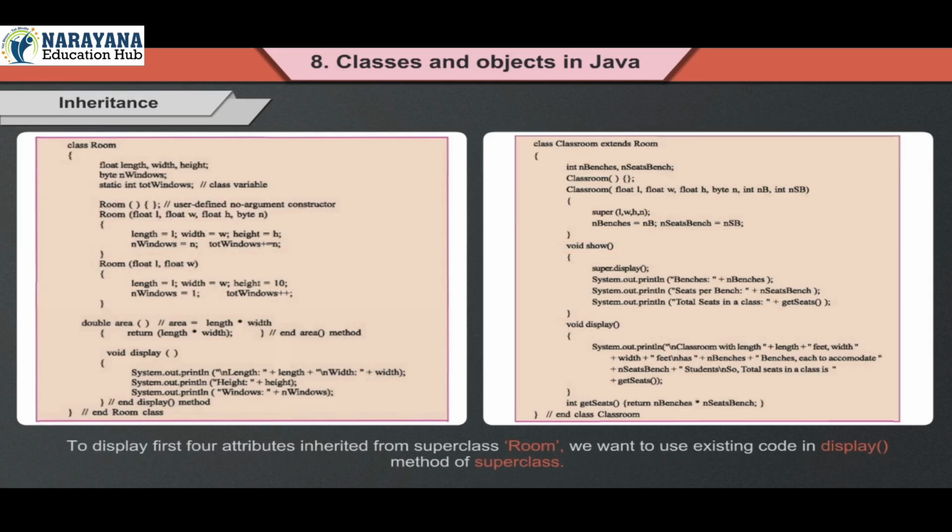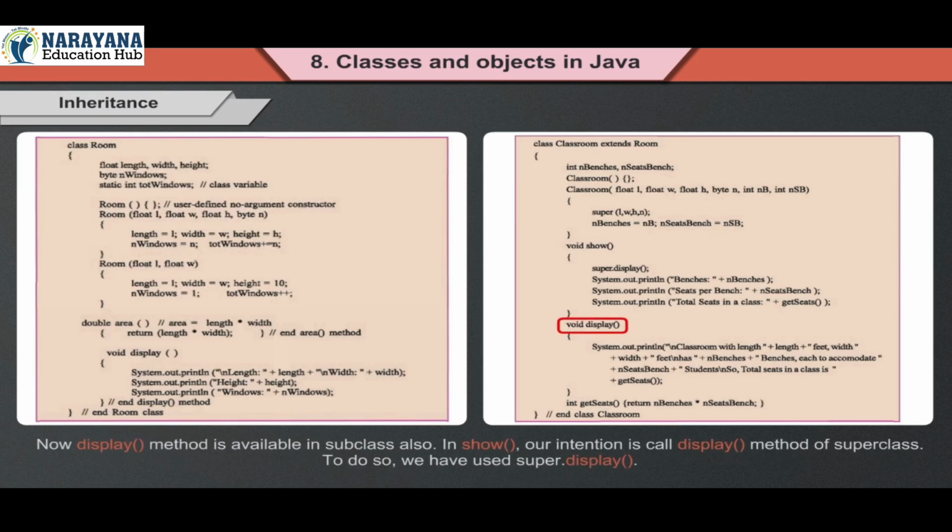To display first four attributes inherited from superclass room, we want to use existing code in display method of superclass. Now, display method is available in subclass also.